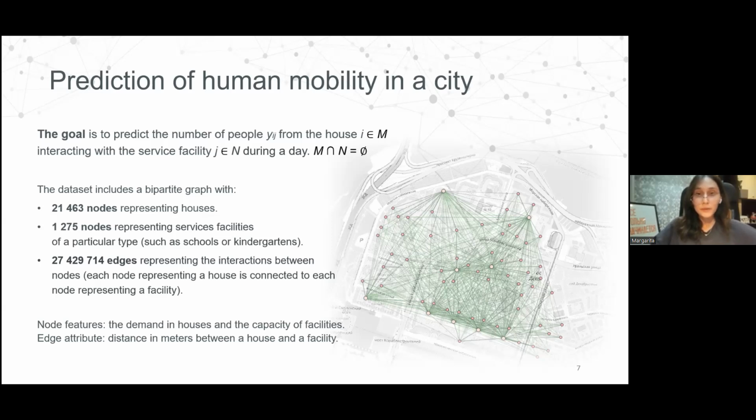This picture on the left side of the slide shows a small part of the bipartite graph that we consider, and it's fully connected. As I mentioned before, we need to consider a fully connected graph to cover all potential interactions, all possible edges. In this case, we can't omit some edges because sometimes people from residential buildings can travel a long distance to meet the demand because they don't have services, they don't have facilities near their own neighborhood.